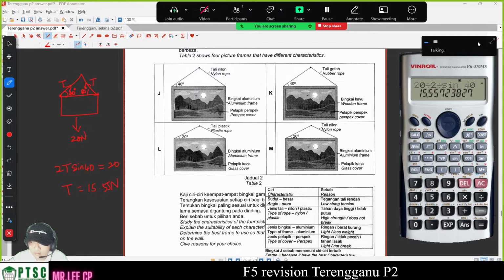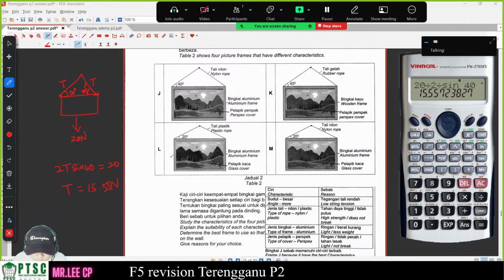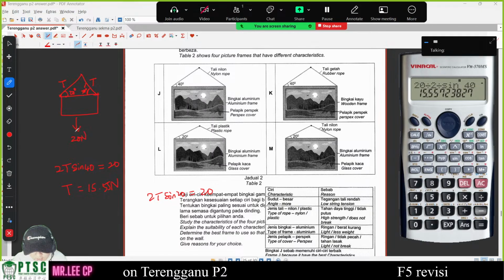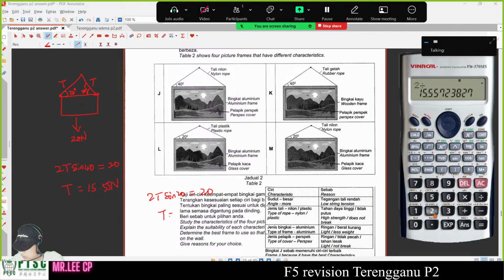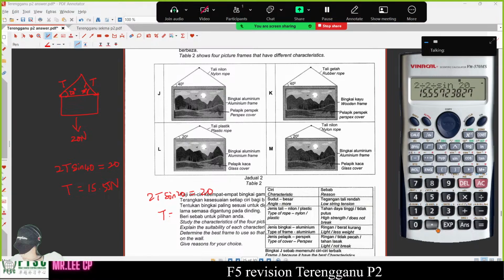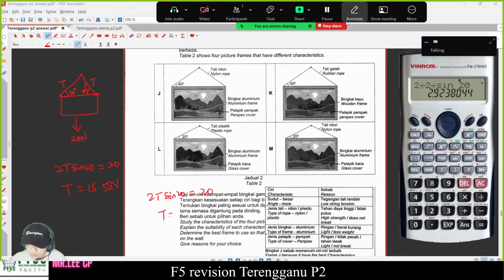Okay. Now, how about if this one is 20? Now, I change to 20. So, this one will be 2T sine 20 is equals to 20, the weight down 20. So, T will be 20 divided by 2 divided by sine 20. The tension will be 2.92.